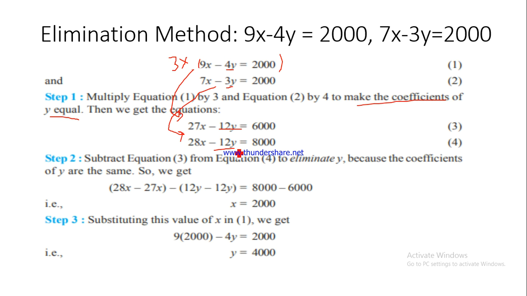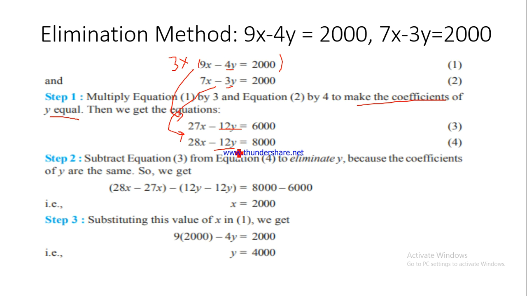Now if I want to eliminate the y term, I need to perform an operation through which minus 12y and minus 12y may result in a 0, right?